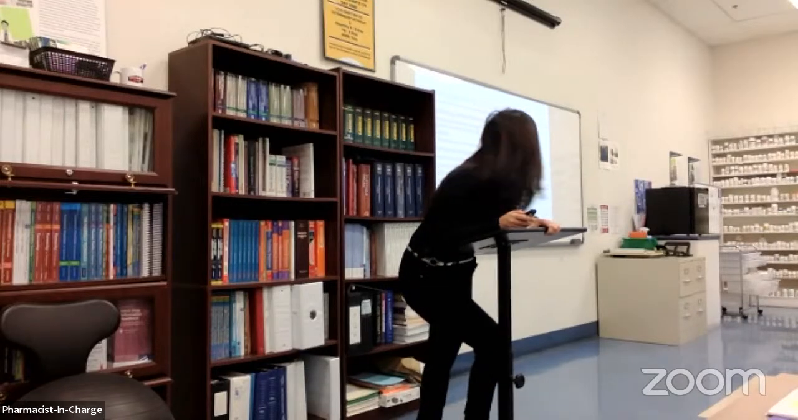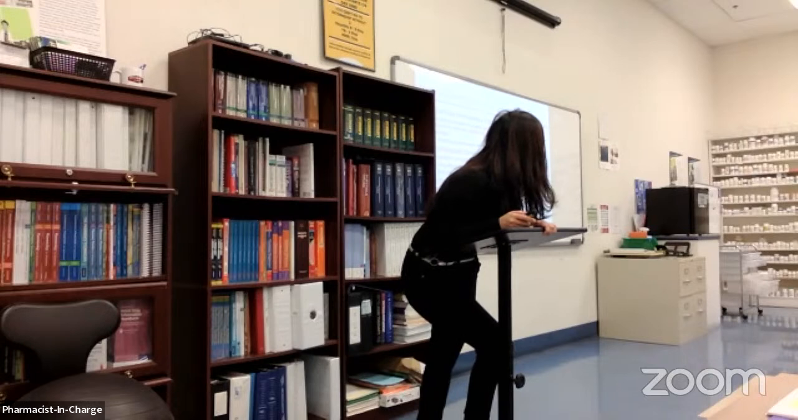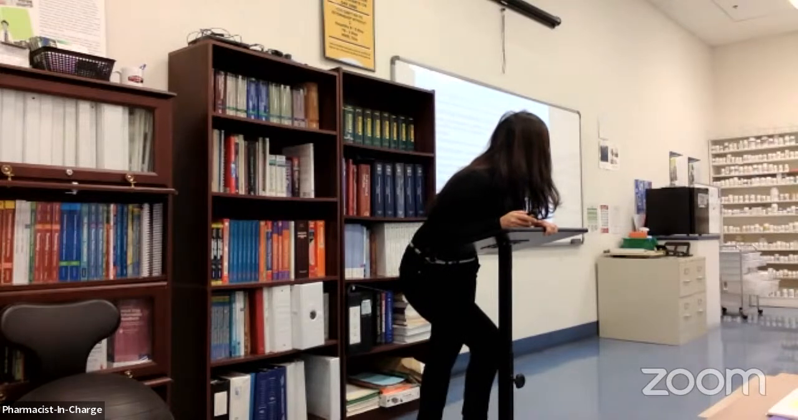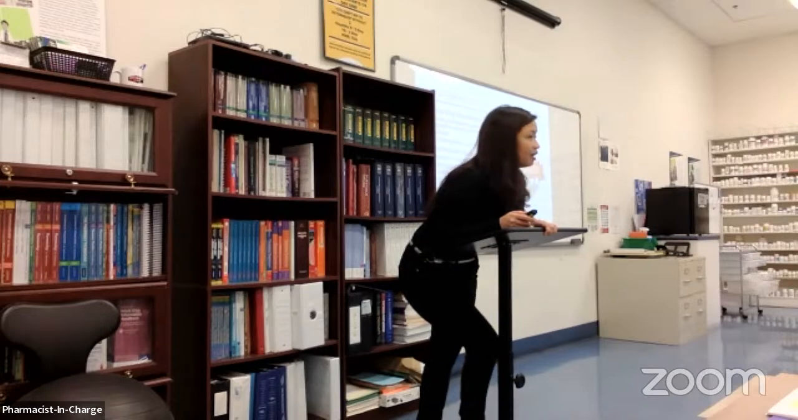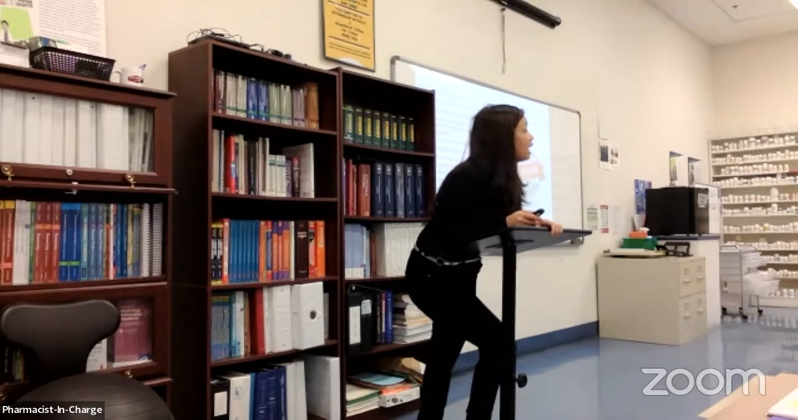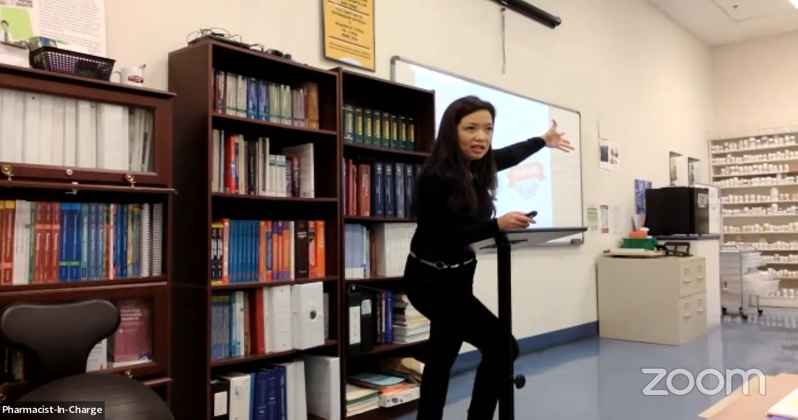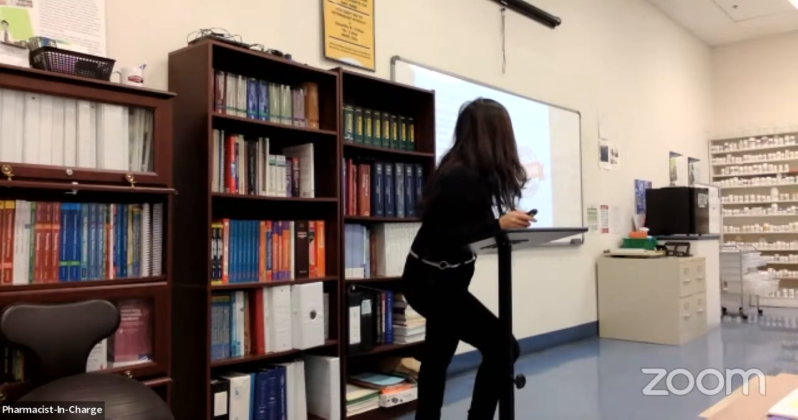But who is USP? USP stands for United States Pharmacopeia. It's a nonprofit organization. It has an annual publication that contains a list of all FDA approved drugs. But I always say they check the quality and the purity of drugs. That's why some of your bottles will say USP, meaning it passed the USP standard.